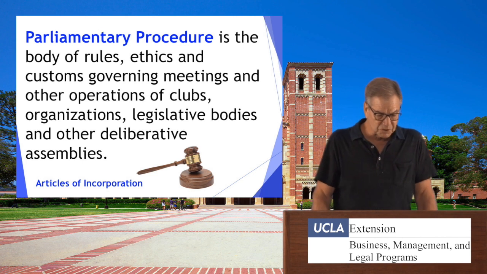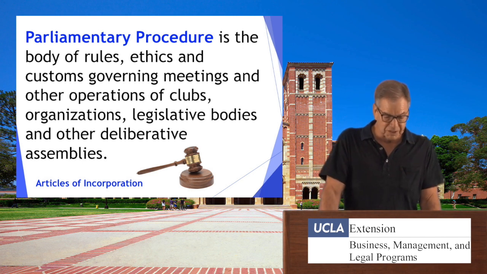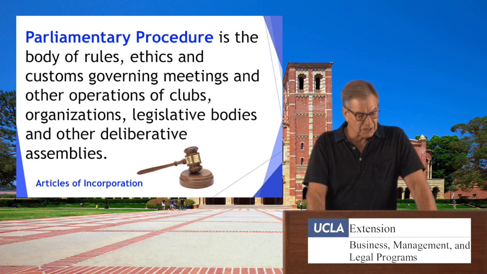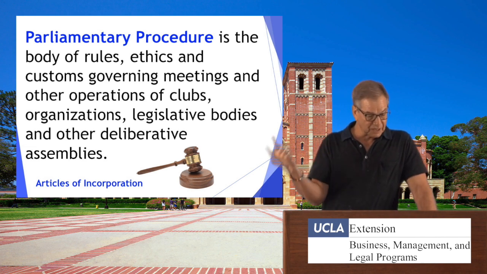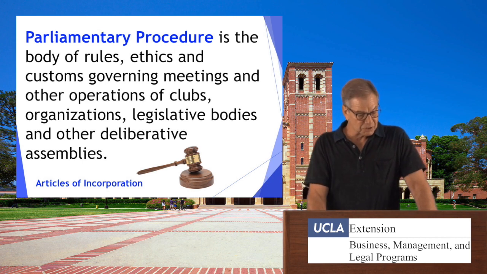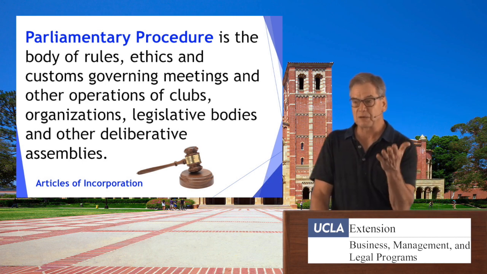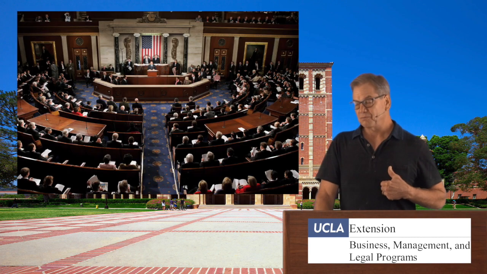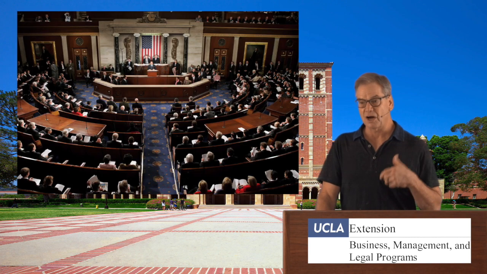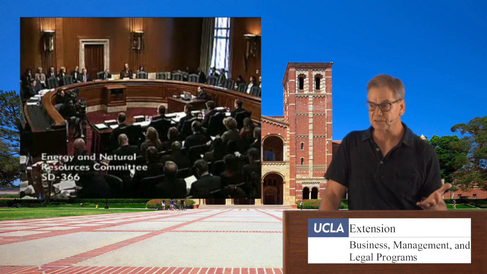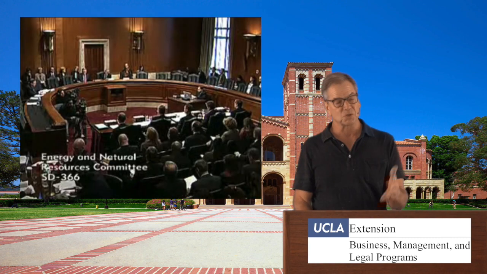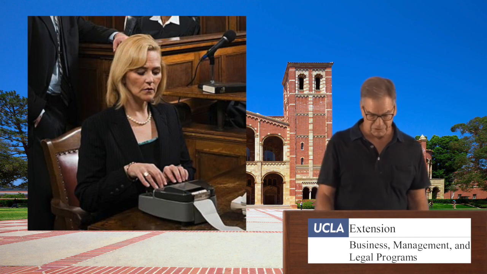Anyway, parliamentary procedure is the body of rules, ethics, and customs governing meetings and other operations of clubs, organizations, legislative bodies, and other deliberative assemblies. For example, another point is that in a state government or federal government, caucuses and special meetings have to be conducted in this way, and they have a court reporter who records everything that gets spoken, just like it's a court of law. It's very much on the same level as a court of law.